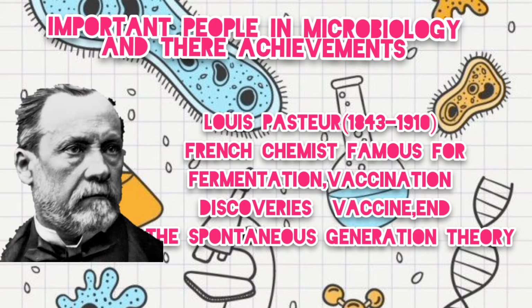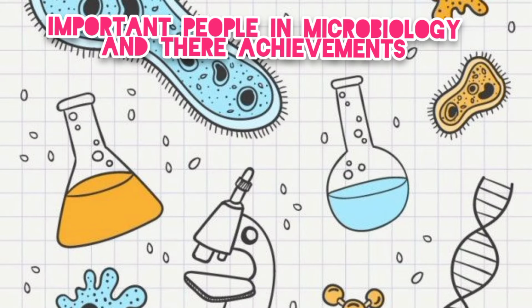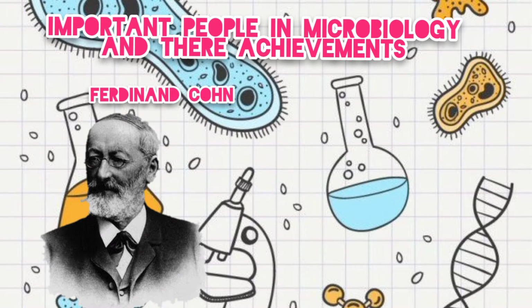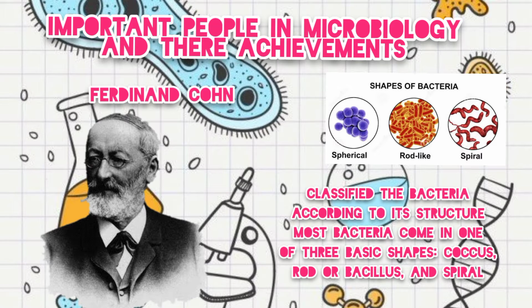Now let's talk about the important people in microbiology. Let's start with Louis Pasteur, a French chemist famous for fermentation, vaccination, and disproving the spontaneous generation theory. He also developed pasteurization, and some of his achievements are the Copley Medal, Rumford Medal, Montyon Prize, Leeuwenhoek Medal, and Albert Medal.